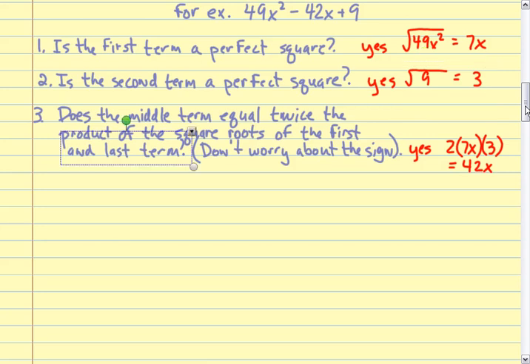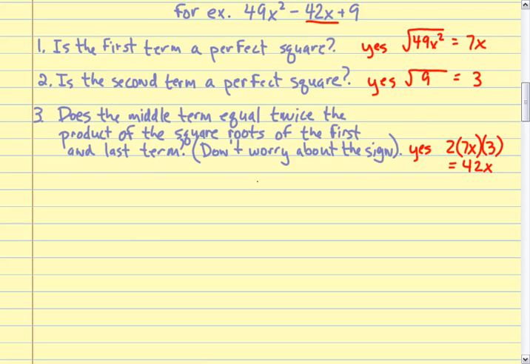Now, the third one, it says, does the middle term equal twice the product of the square roots of the first and last term? Now look, we got the square root of that, it's 7x. We got the square root of that, it's 3. And this question says, does the middle term equal twice the product of those square roots? Well, what is 7x times 3? It's 21x. And it says, does it equal twice that? Well, what's twice 21x? 42x. Well, let's go back up here. Oh, look. The middle term does come out to be 42x.